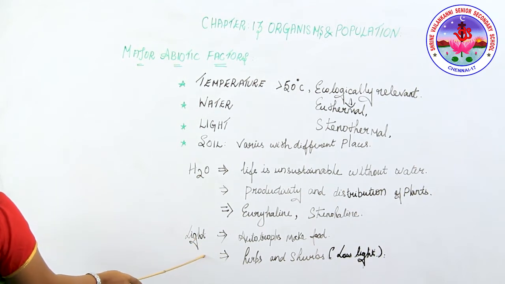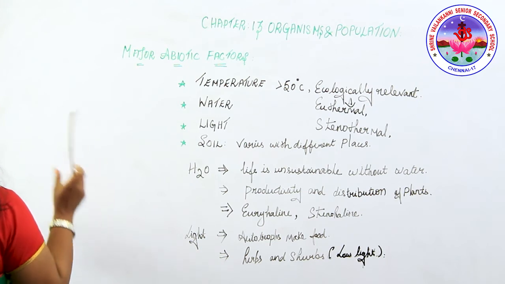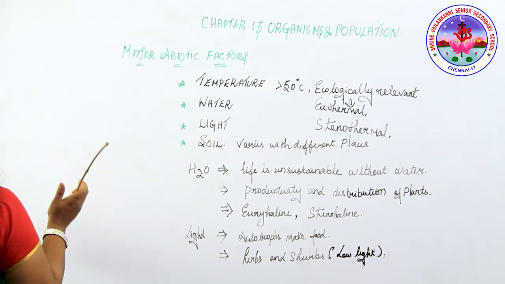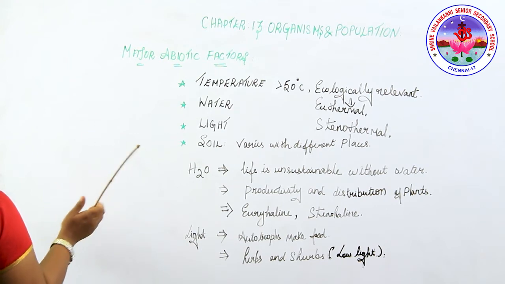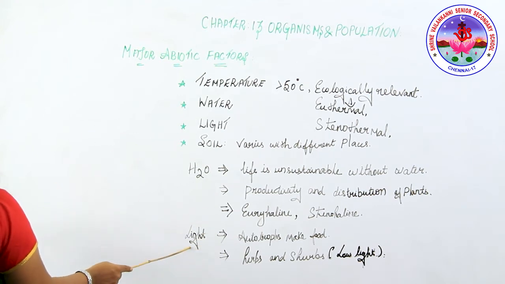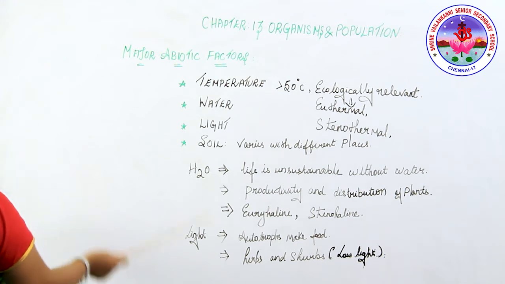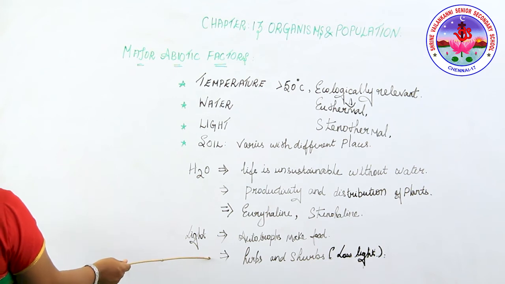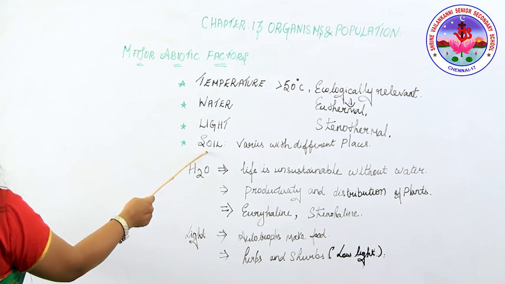The duration for which light is available is called the photoperiod. Photo means light, and period is duration. Why do we need this light? It is the cue for timing foraging, reproductive and migratory activities. Okay, that's all about light. So next we move on to soil.